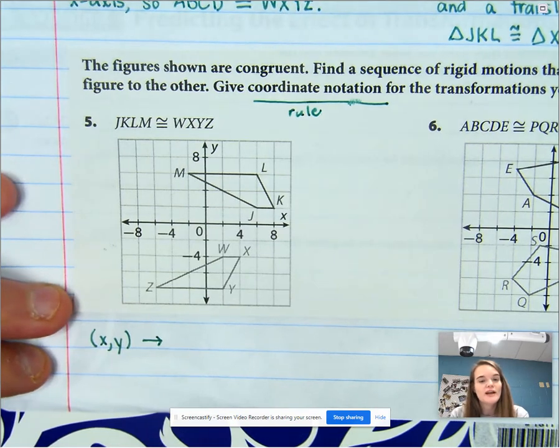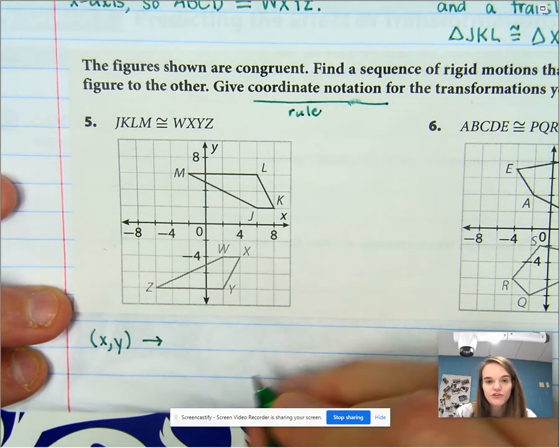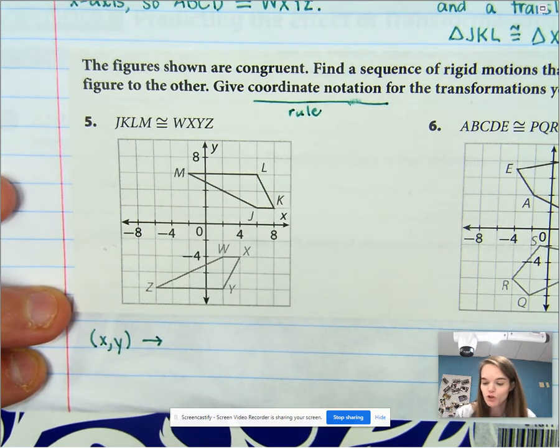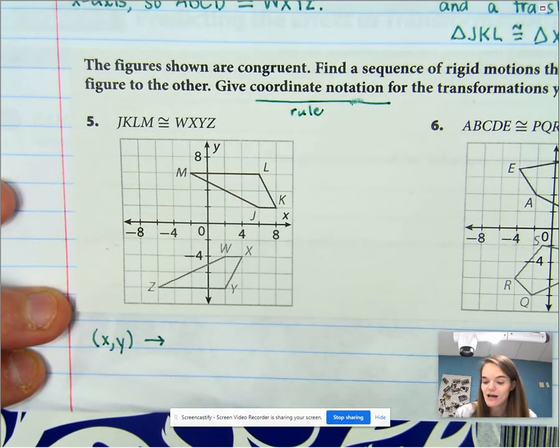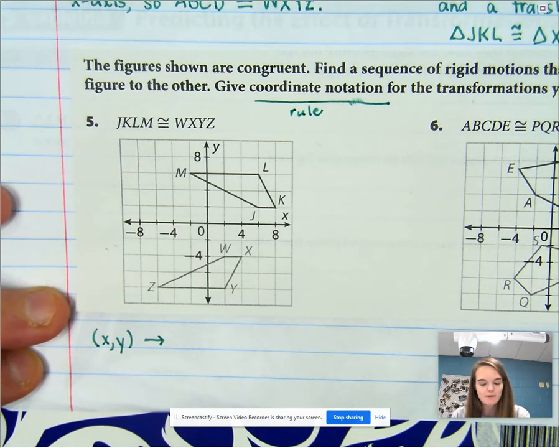There are multiple answers for each of these. That's true on your homework as well, which means if you pause this and try one of these on your own, when you press play again, it doesn't mean that what I have is the only answer. If you want to ask me if your answer is correct, ask me.